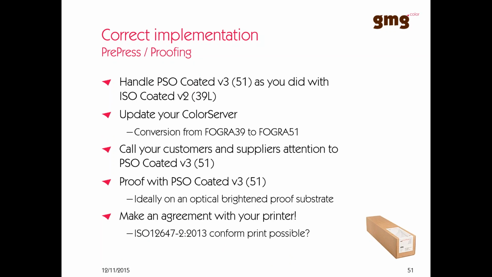So a little more detailed look. If we look at prepress proofing, what you have to do when you want to change to the new standards is actually just replace your FOGRA39 with your FOGRA51. That means you download the ICC profiles from the ECI page, you replace your ICC profiles, and you update your color server to have a conversion possibility from FOGRA39 to FOGRA51, for instance.